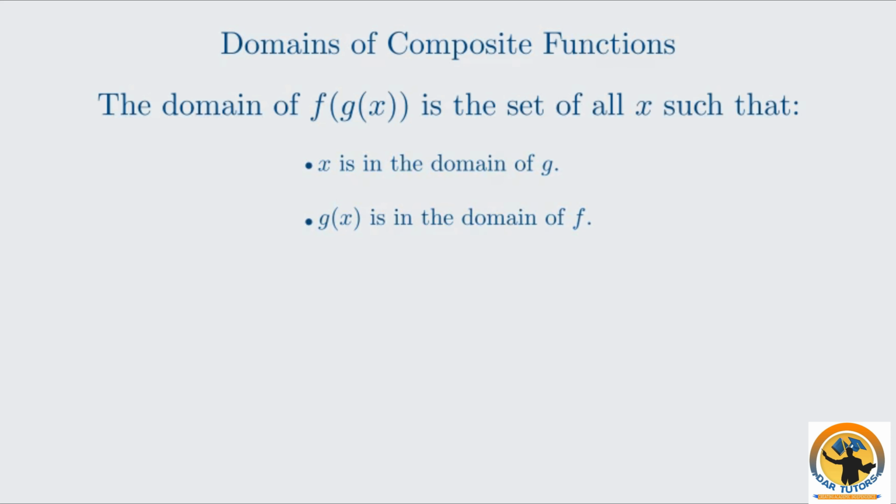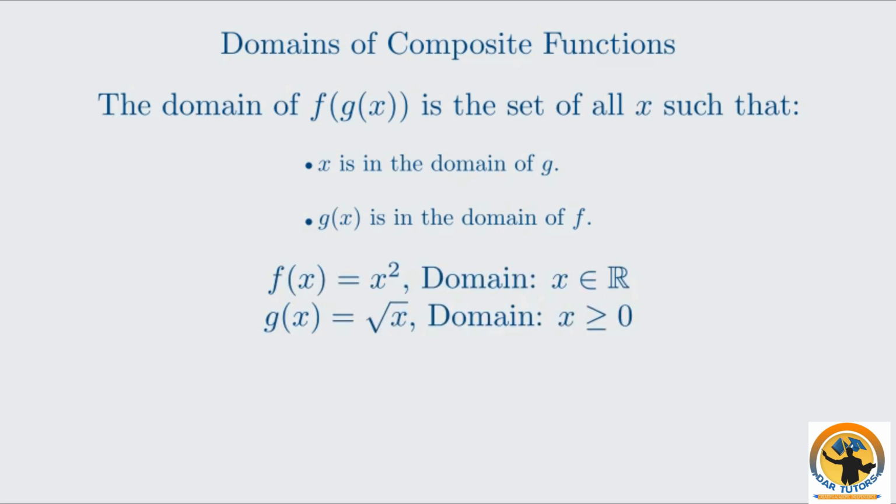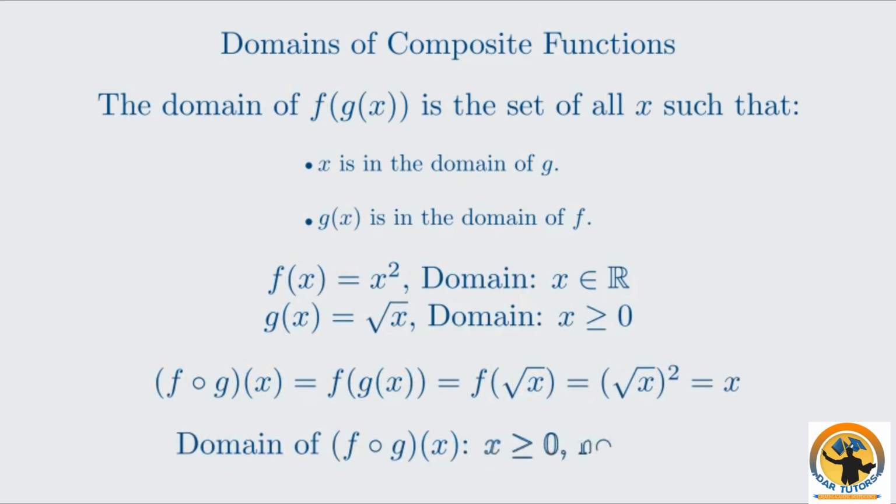Let's look at a classic example that often appears in IB questions. Suppose f(x) equals x squared with all real numbers as its domain, and g(x) equals the square root of x, with a domain of x greater than or equal to 0. Let's find the composite function f(g(x)). This is f of the square root of x, which equals the square root of x, squared. We might be tempted to simplify this to just x.